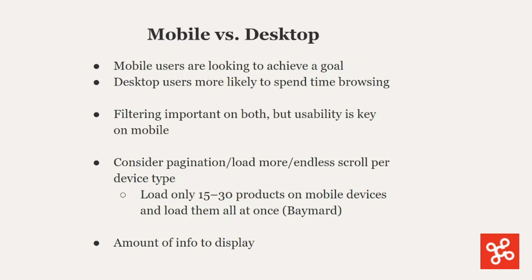Also consider the amount of information to display on mobile versus desktop. On desktop, you have a lot more real estate. You can show more information. Is all of that information going to be necessary on mobile?